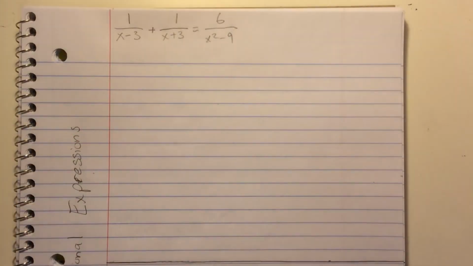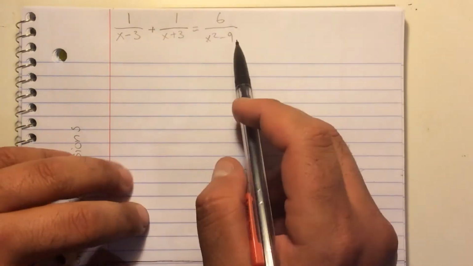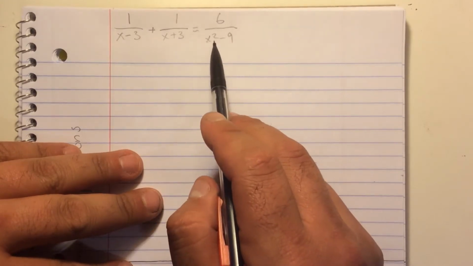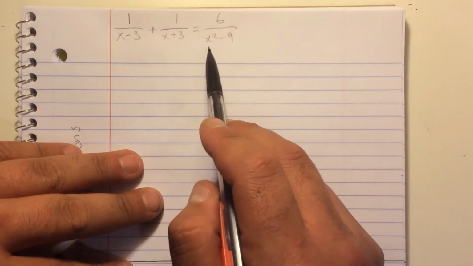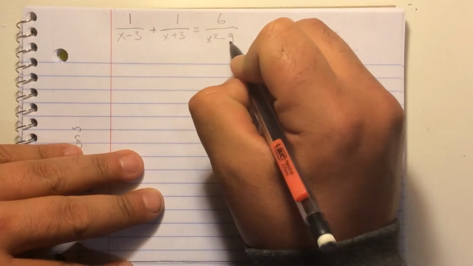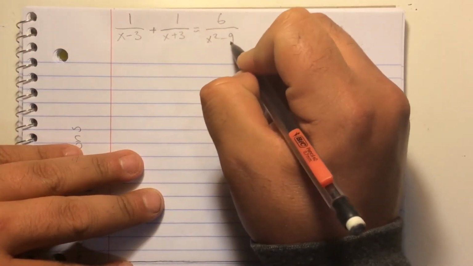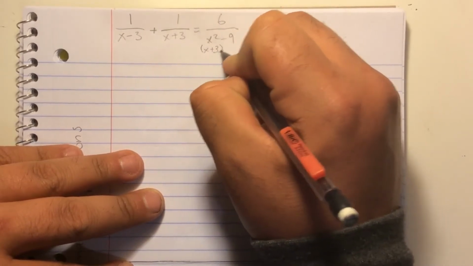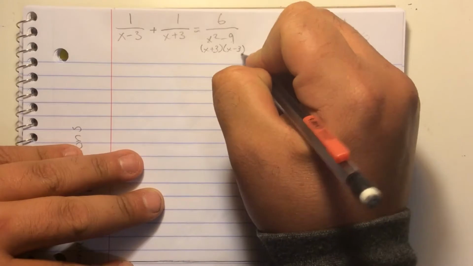So the first thing we're going to do is break down the denominators, right? These are already in their primes. But we see this here, we have an x squared minus 9. And this is also a difference of squares. So this is x squared minus 3 squared, which is the same thing as 9. But I know this is x plus 3 and x minus 3.